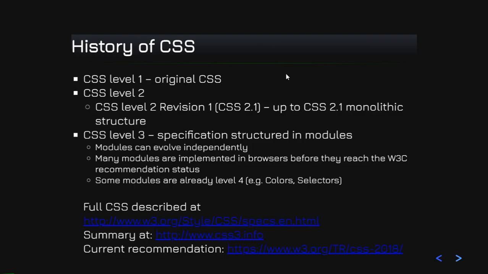And because of this fact, the level from now on will apply to each CSS module and not to the CSS language in its entirety. Actually, some modules are already level 4, like colors and selectors. If you want to read the full CSS specification, you can find it at this URL from W3C. There's also a summary here at www.css3.info. And the snapshot of the current CSS related recommendations is found at this link.